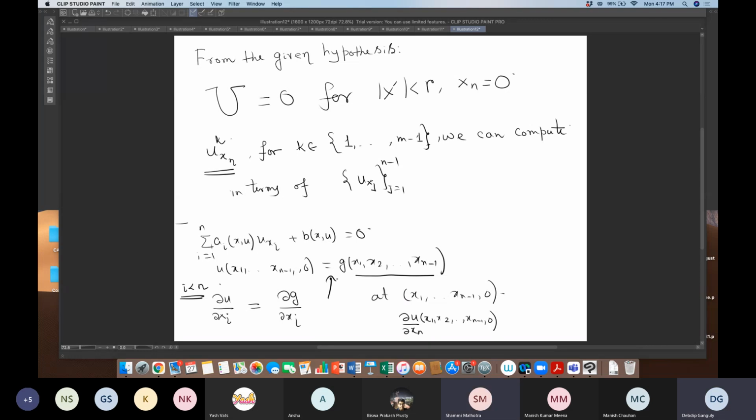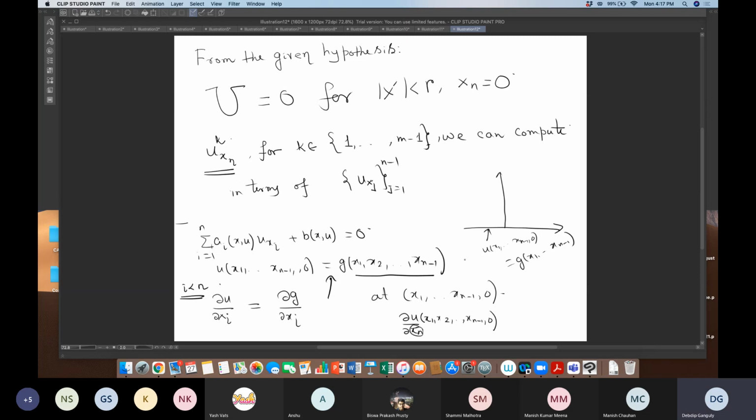No, sir, we know u x1 up to u xn minus 1. Just first consider this problem. The initial condition of u is given: the value of u at x1 up to xn minus 1 comma 0 equals some g of x1 up to xn minus 1. Here the value of u is given, so I can take derivatives in those directions. But the problem is now I have to take the derivative del u by del xn, with respect to the nth variable.